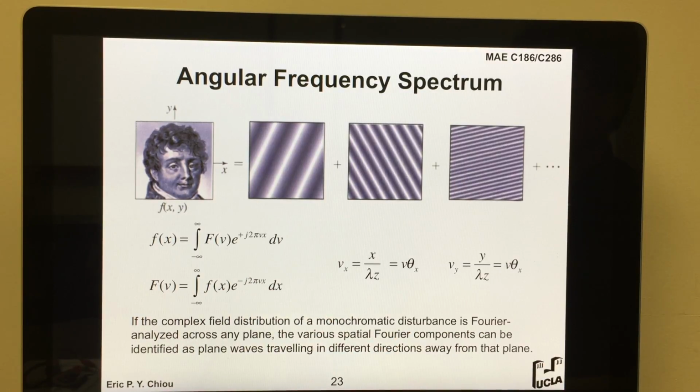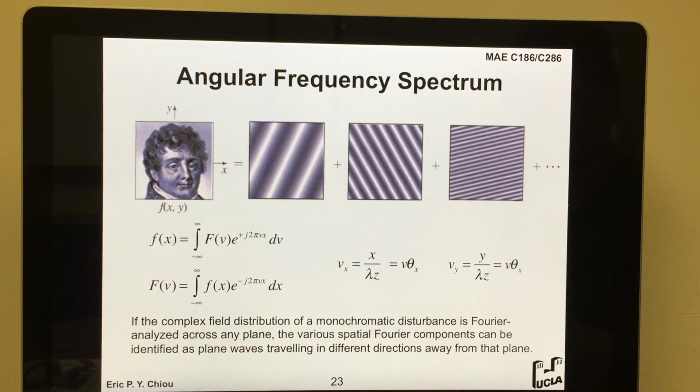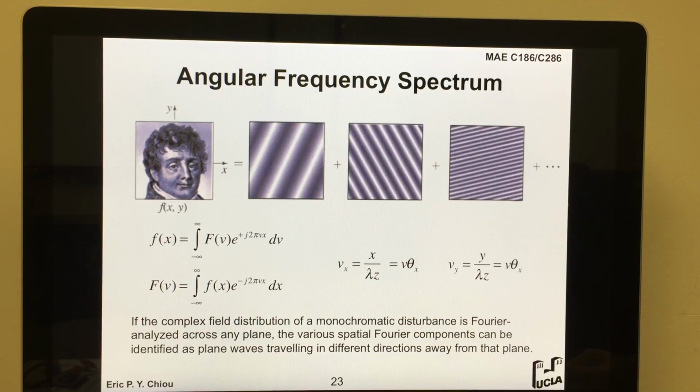Let me remind you, everything we have talked about so far is about one single frequency. We are talking about monochromatic light. You only have one single omega, which means you only have one single wavelength. So now, how do you generate a plane wave with only one single frequency on a plane? Let me draw it.